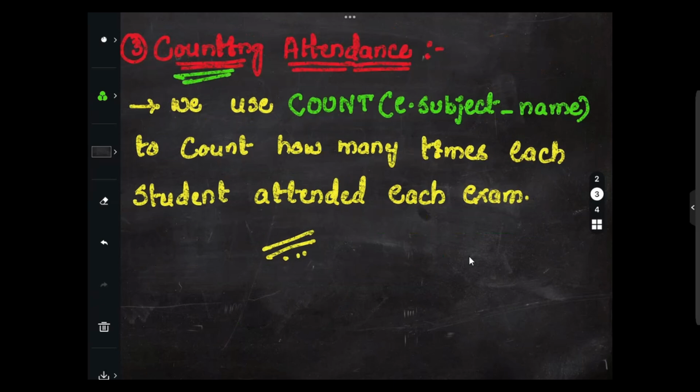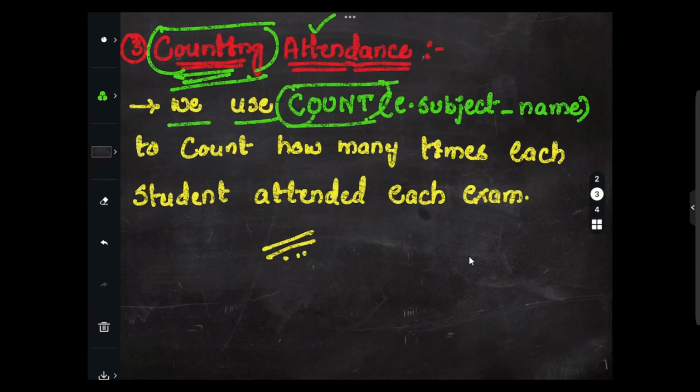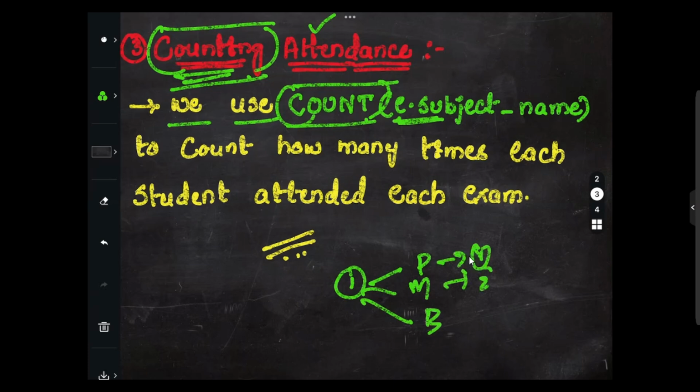So let's move on with the third step here, counting the attendance. Here we use count, on subject_name, whatever we have given here. We will be making use of the count to count how many times each student attended each exam. One student can attend multiple subjects, right? Maybe physics, math, bio, anything. So this might be 1, 2, 3 or 0 here. It might be 0 as well.